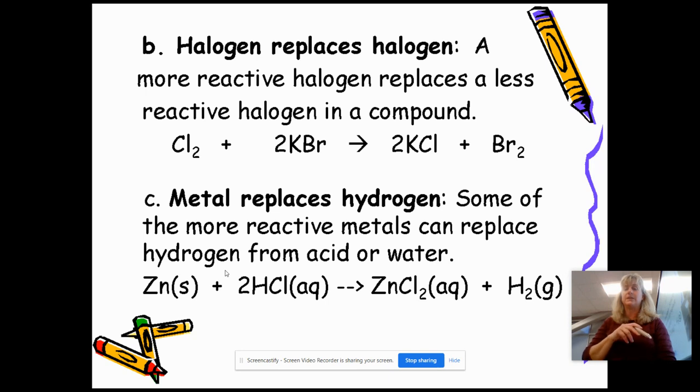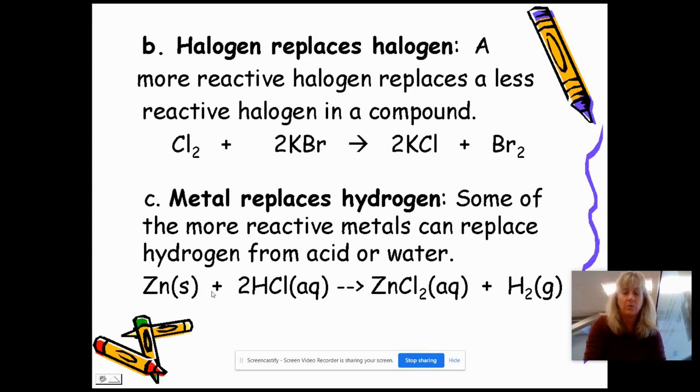So like this, zinc can kick out the hydrogen and steal the chlorine from HCl. That hydrogen that gets kicked out, though, has to become H2 because of Hofbrinkel. And then the chlorine gets together with the zinc, and you balance the charges. Zinc is always +2, so the chlorine, you would need 2 of them. Okay, so metal replacing hydrogen.